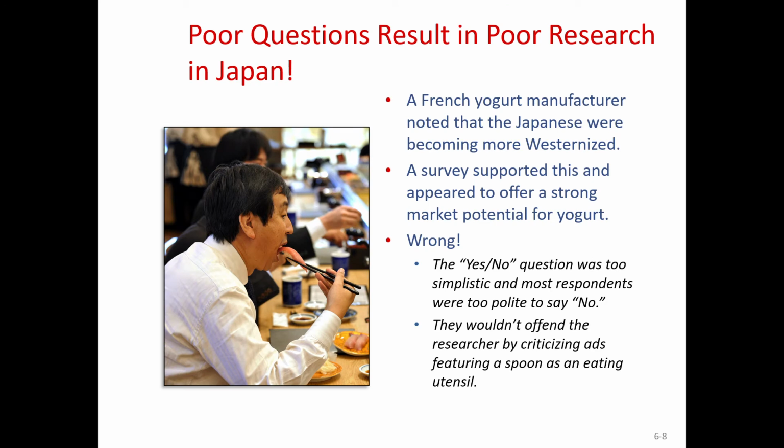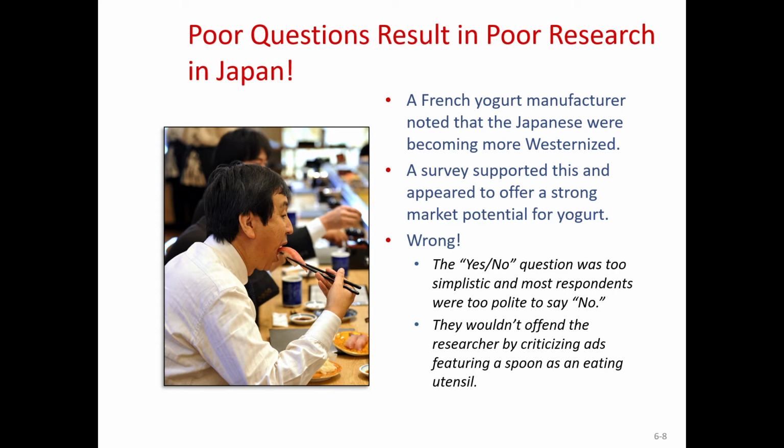Poor question results in poor research in Japan. French conglomerate BSN, this is Danone, the yogurt, is among the largest food manufacturers in the world. And when the firm noted that the Japanese were becoming more westernized, they decided to target Japan as a priority market for their yogurts. So the company knew better than to enter a new market without conducting marketing research.